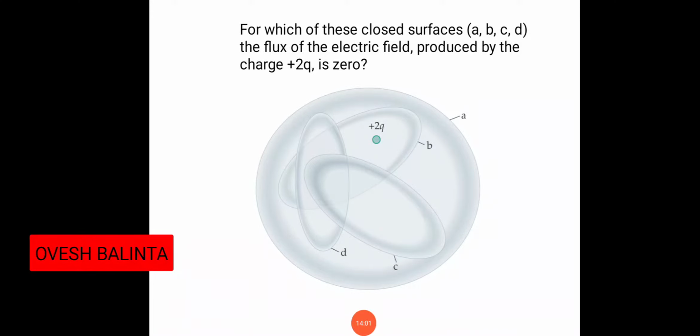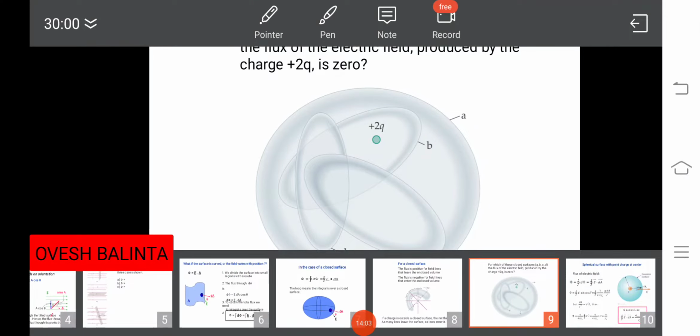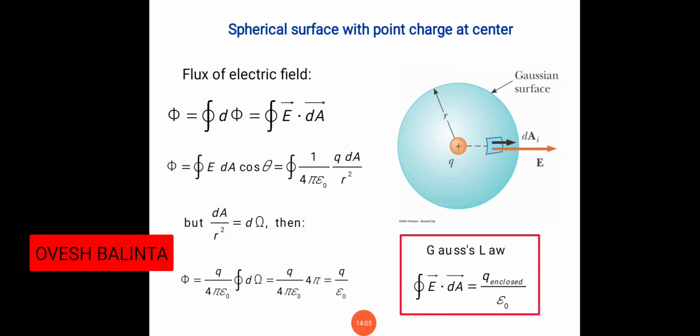Now the next question, we are talking about our next slide: a spherical surface with a point charge at the center. See here the flux of the electric field. This is a spherical surface with a positive charge inside of it. So this surface we can say is our Gaussian surface.